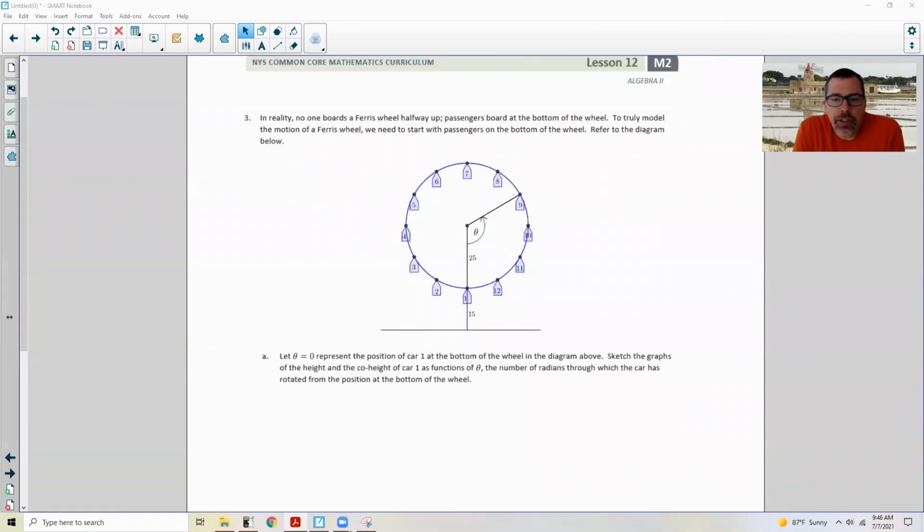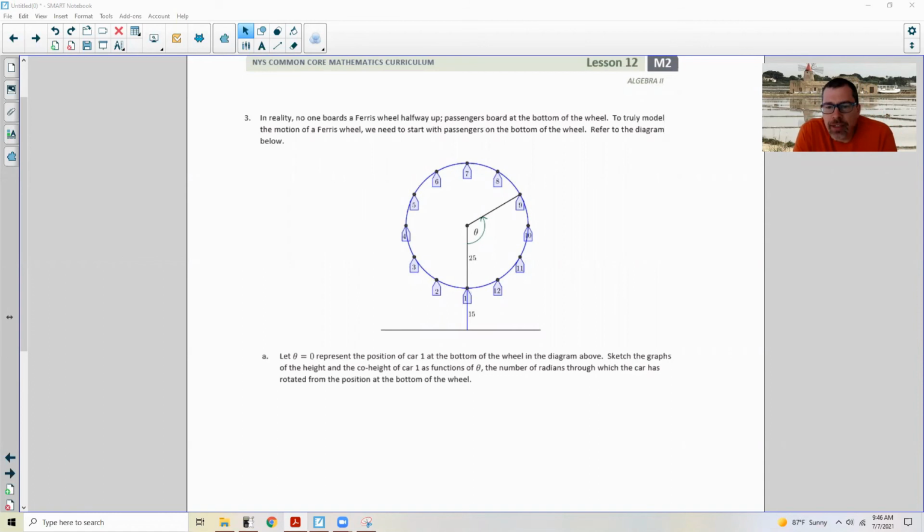All right, page 6 brings us to number 3. It says, in reality, no one boards a Ferris wheel halfway up. Passengers board at the bottom of the wheel. To truly model the motion of the Ferris wheel, we need to start with passengers on the bottom of the wheel. Refer to the diagram below.